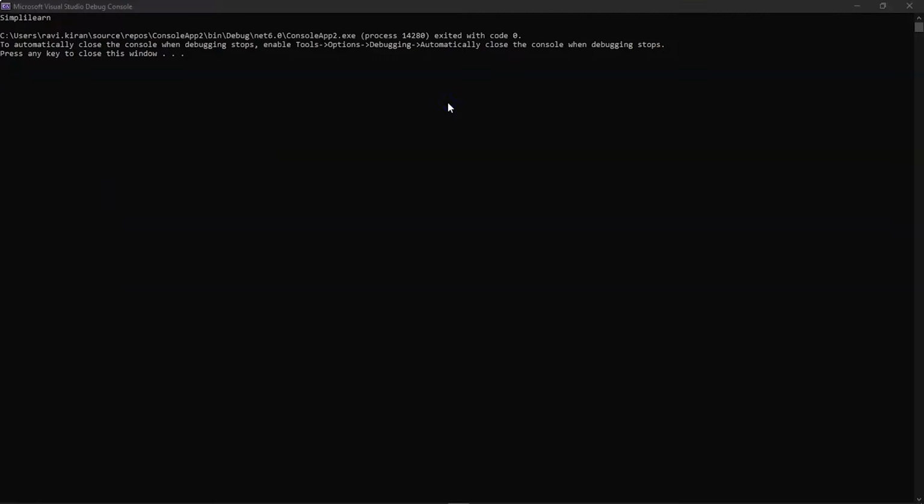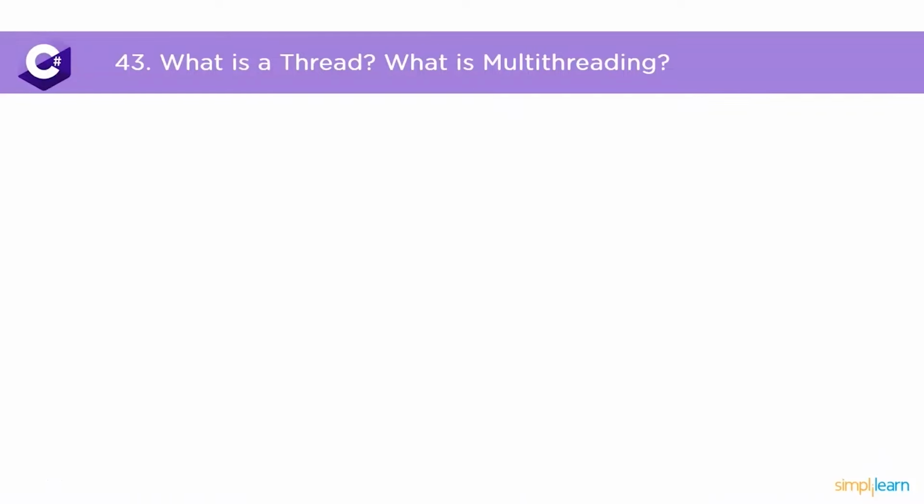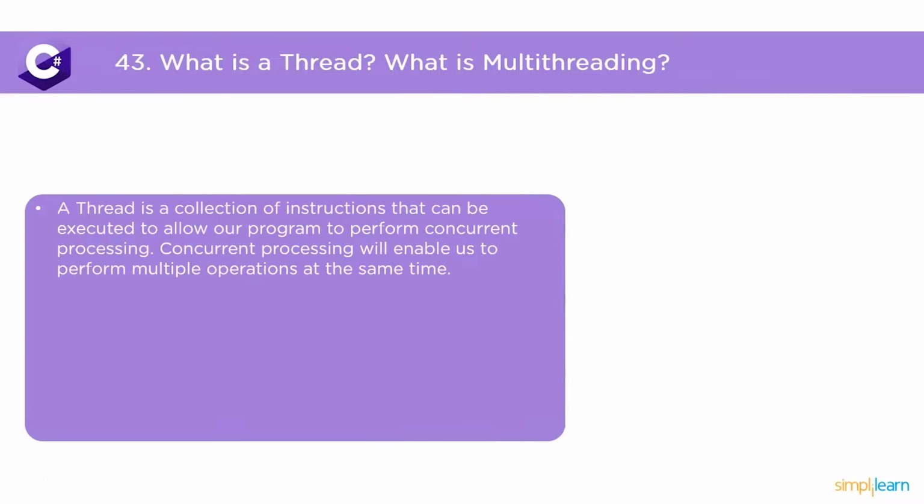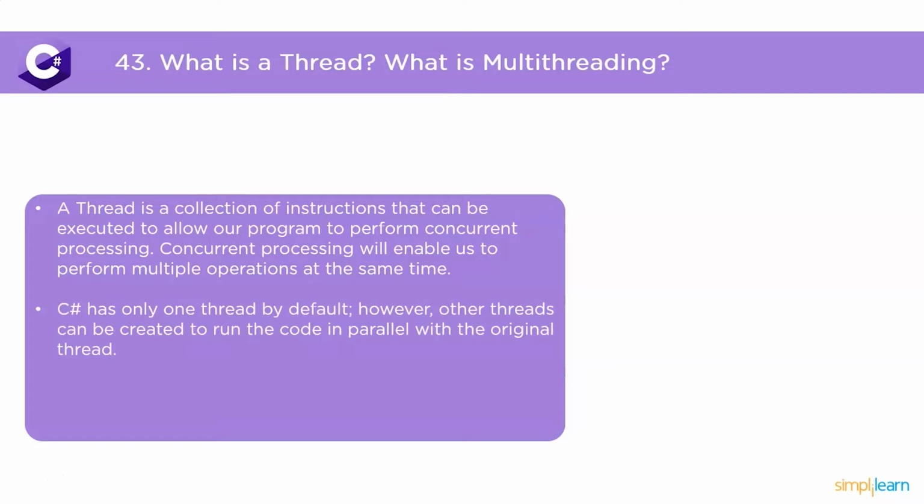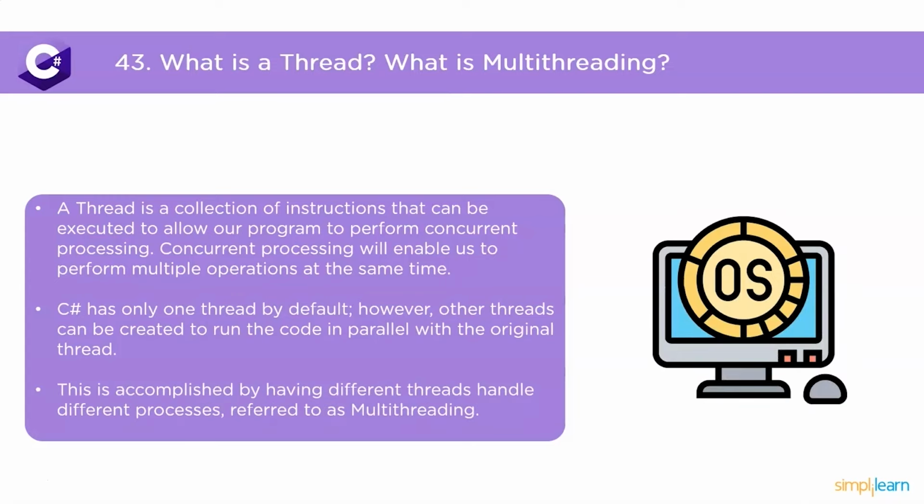Now let's get back to the PPT. The next question is, what exactly is a thread? And what is multithreading? A thread is a collection of instructions that can be executed to allow a program to perform concurrent processing. Concurrent processing enables us to perform multiple operations at the same time. C# has a main thread by default. However, other threads can be created to run code in parallel with the original code. This is accomplished by having different threads handle different processes, referred to as multithreading.